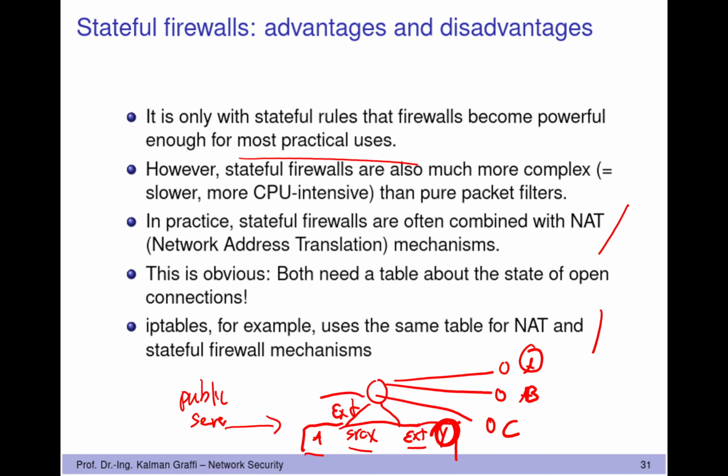IP address and port. So this already acts as some kind of filter, because without an entry in this NAT table, there's no movement. If there's no entry, the message is not accepted anyway. So it already has some properties of a stateful firewall, so they can be combined. Both need a table about the state of open connections. So it can be also combined and really used. Okay.